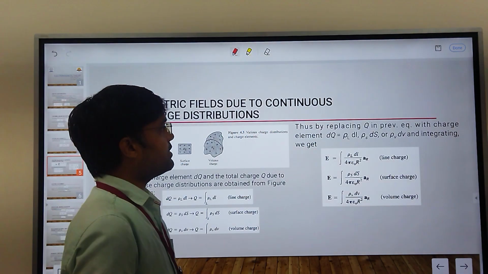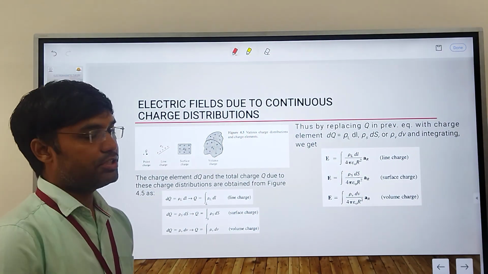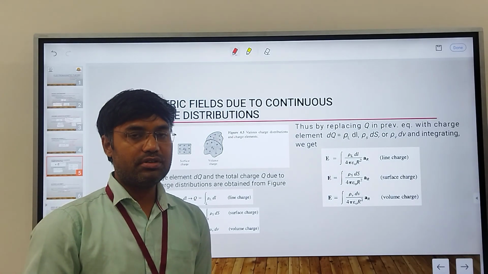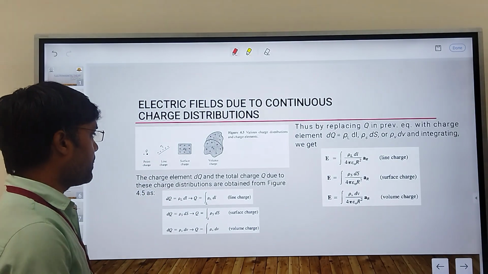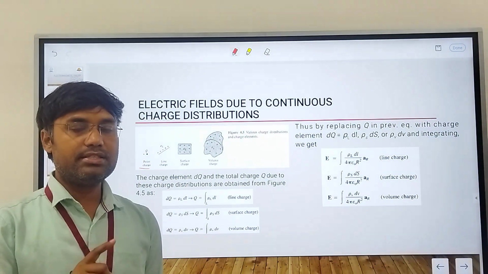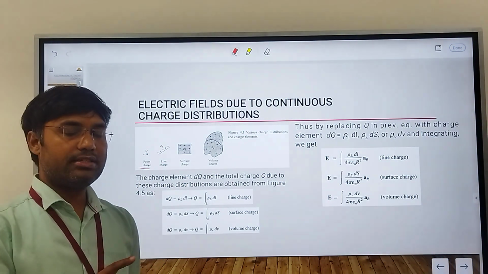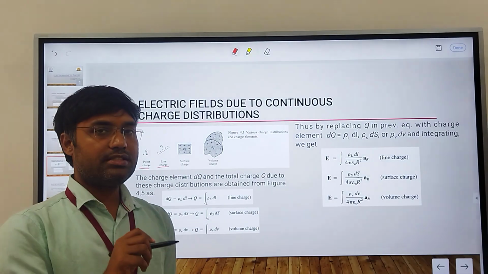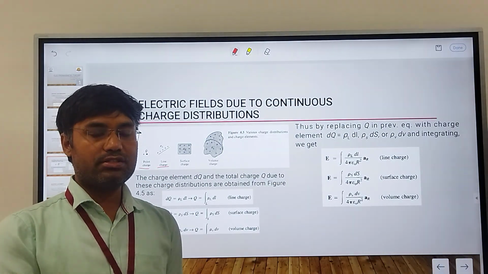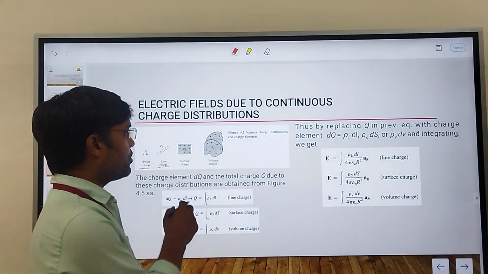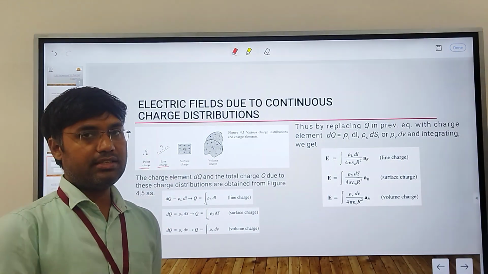Next, electric fields due to continuous charge distributions. We have different types of charges placed in the medium. The first one is point charge. Point charge means a charge is stationary at a fixed point. The second case is line charge. A charge distributed along a straight line is known as line charge, and the charge density is represented by rho L. Rho L is the line charge density.